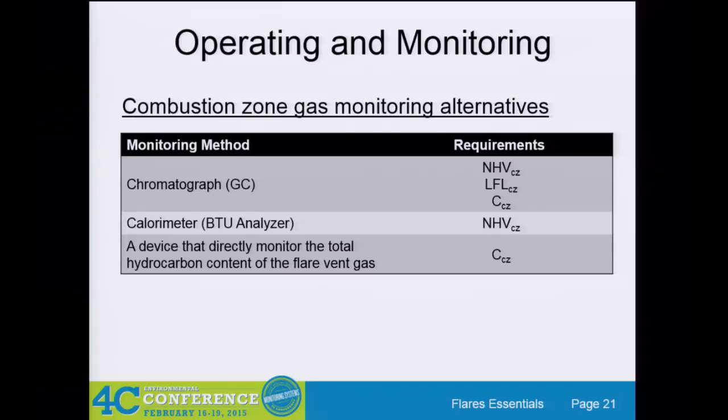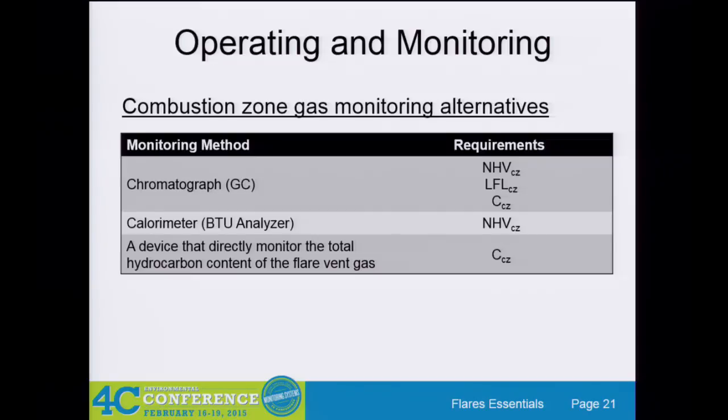Okay, so looking at the different monitoring methods and which way you can go. For the monitoring methods here, we say chromatograph, but this could also be your mass spec, your FTIR, Raman, anything that can give you that full range of composition that allows you to comply with any one of these. If you install a calorimeter, that's going to put you into the net heating value requirement because you won't have that speciated data. And then for the combustion zone limit, it's just a device that directly monitors the total hydrocarbon content of the flare vent gas.